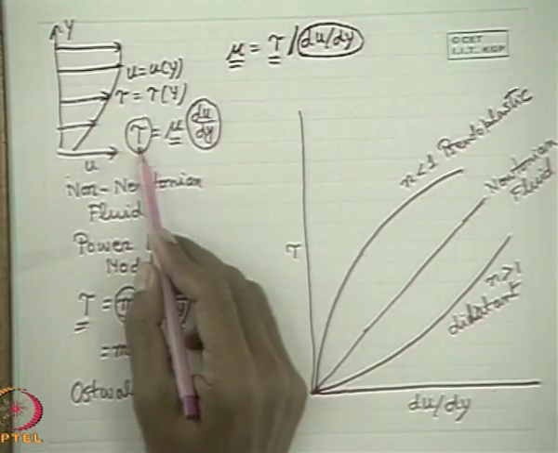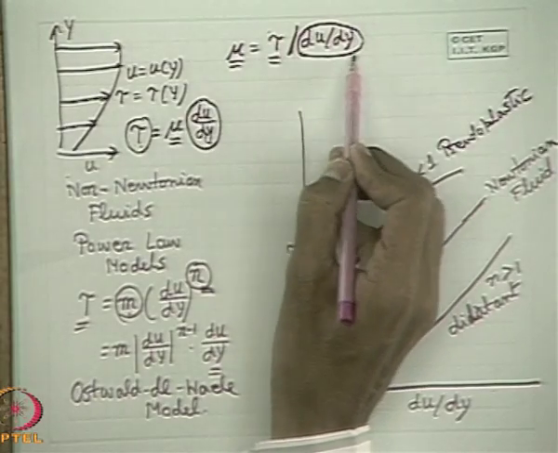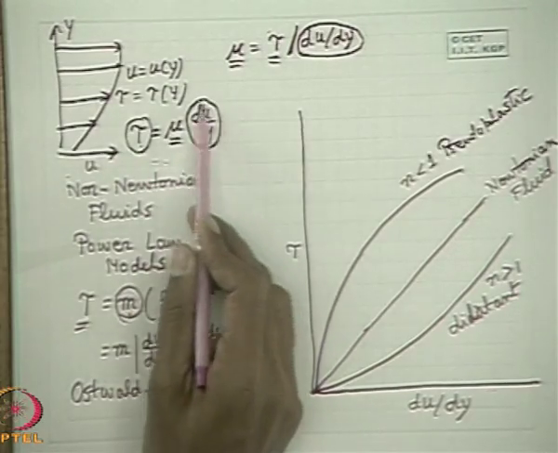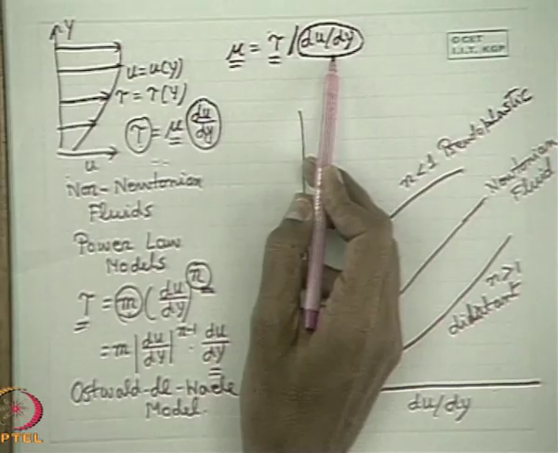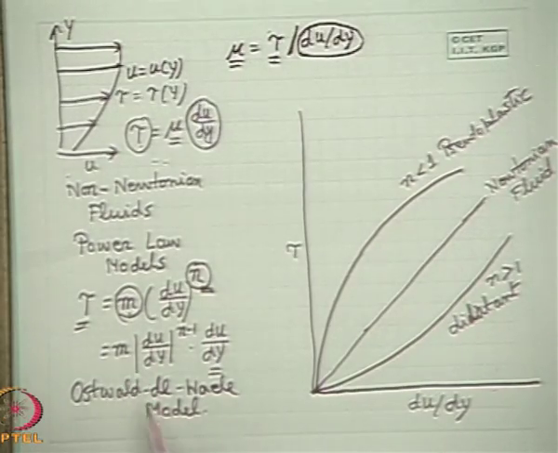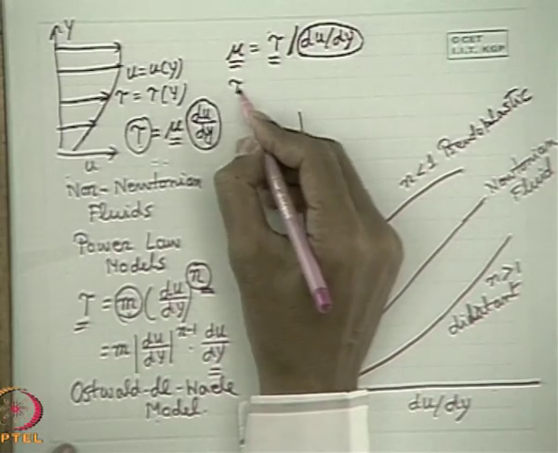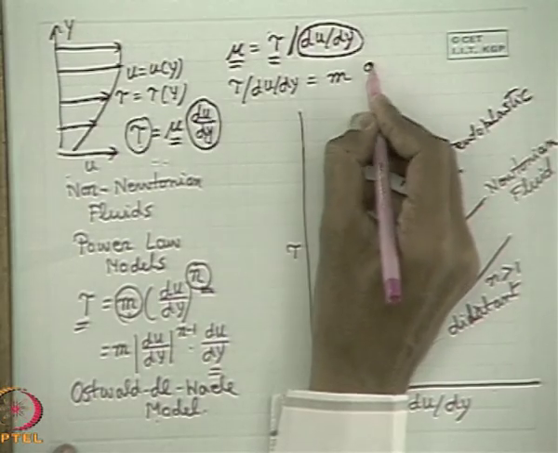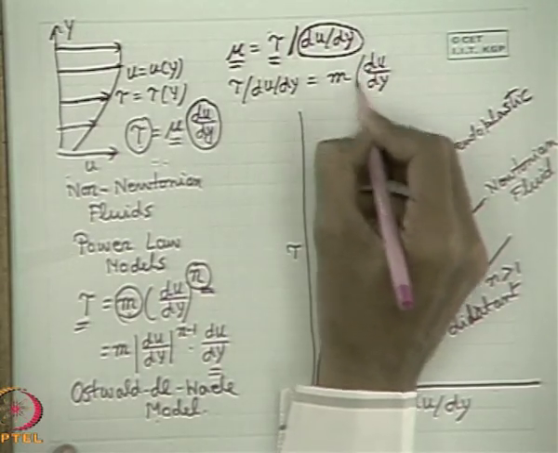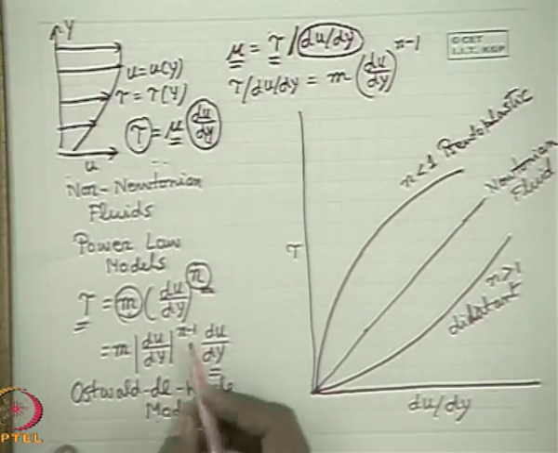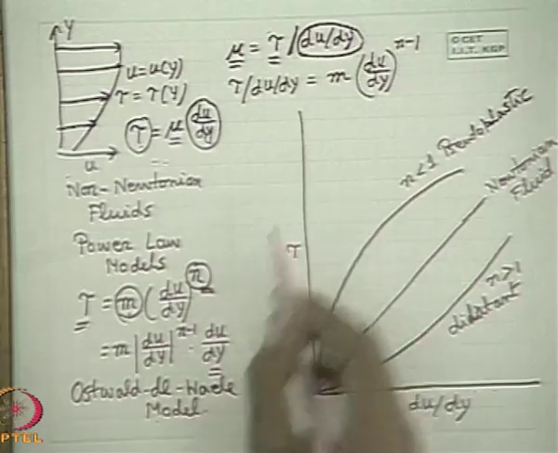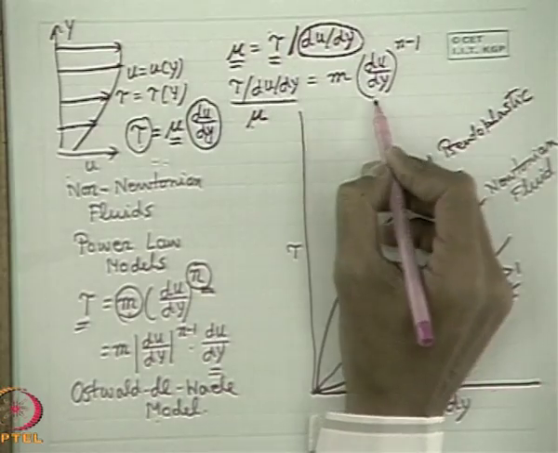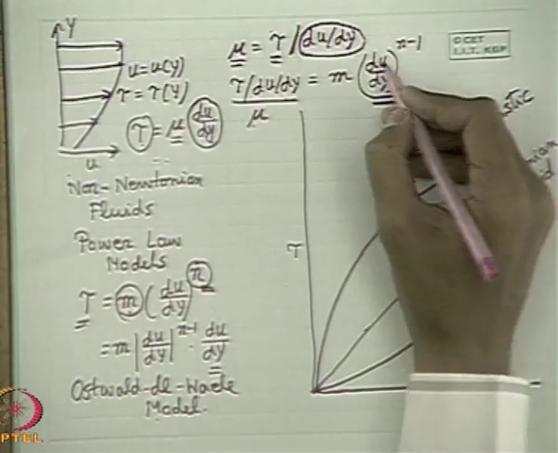So if it does not bear a linear relationship, then the ratio is not constant, which simply means that for any fluid whose constitutive equation is not linear, this ratio is not constant. For example, here, from this expression, tau by du dy will be simply equal to m into du dy to the power n minus 1. If we write tau by du dy as mu, you see that mu precisely depends upon the velocity gradient.